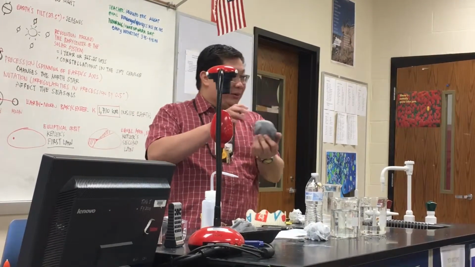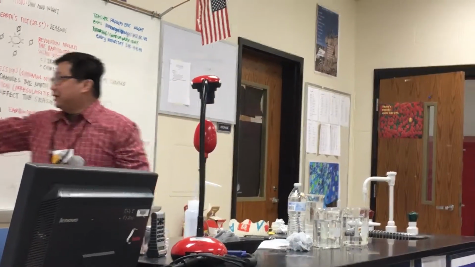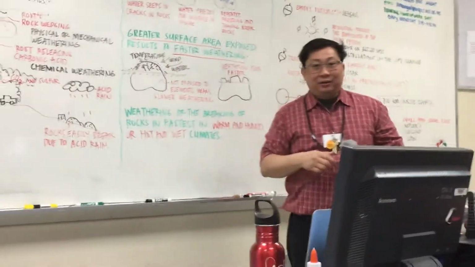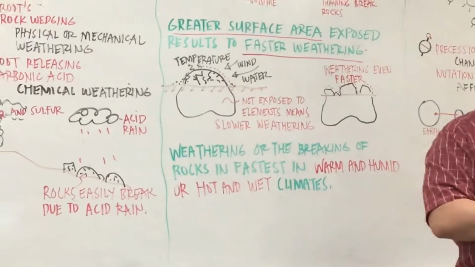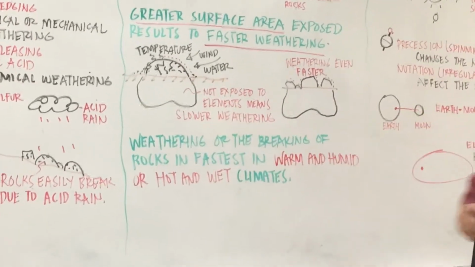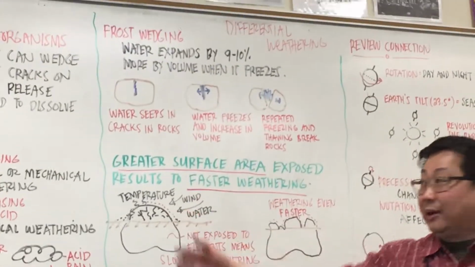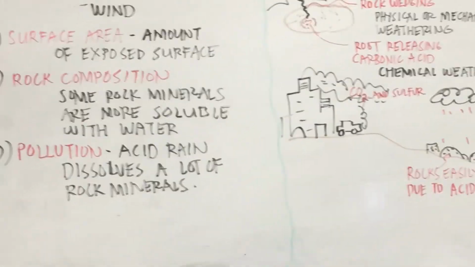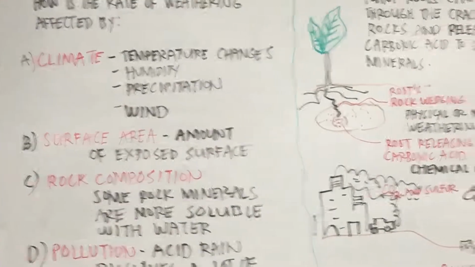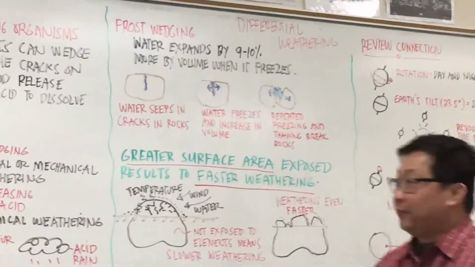Okay? So, the one that is exposed is more weathered than the one that is not exposed. See, this one is so nice and neat here, but outside, it's all broken up because the outside is exposed to the elements. So, these are the factors that affect the rate of weathering. Again, they are the climate, that includes temperature changes, which is frost wedging. Frost wedging is a mechanical or physical weathering because the rock does not change.